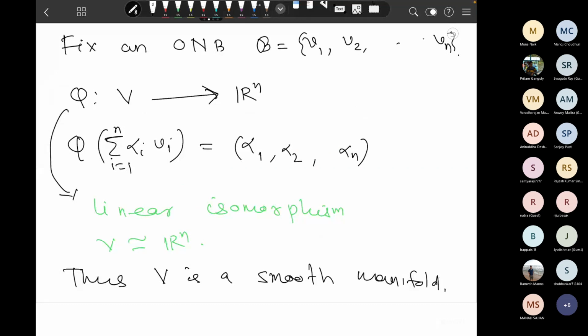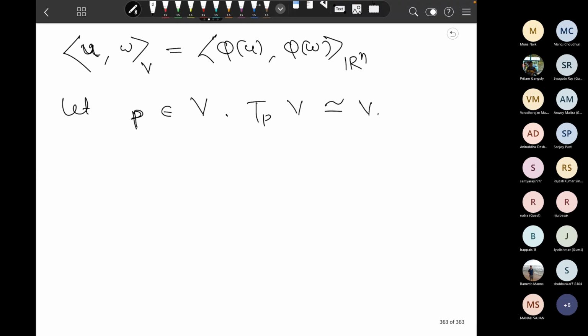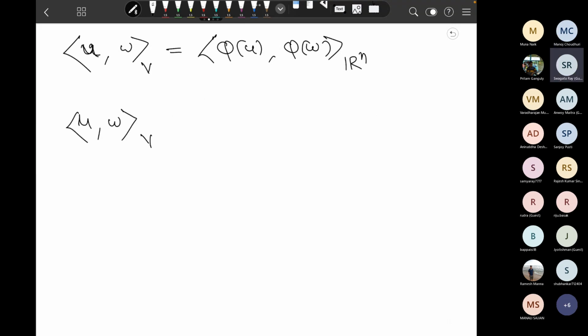Phi U is an element of Rn, right? Yes. So phi U, phi B on Rn. This means the inner product of U, W on B is equal to the inner product of phi U, phi W on Rn, right? So what is this? You are really just doing a basis change, changing to an orthonormal basis of Rn, nothing else. Taking an orthonormal basis, it will be true for basis elements, then it will be true for other elements also.